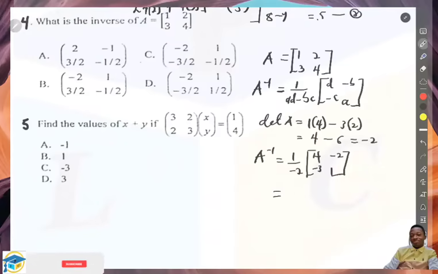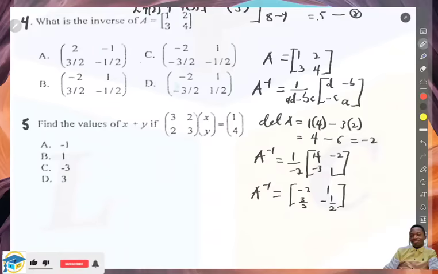So we're going to have negative 1 over 2 multiplying 4. We are going to get negative 2. Negative 1 over 2 multiplying negative 2, we are going to get a positive 1. Negative 1 over 2 multiplying negative 3 is going to fetch us positive 3 over 2. And then lastly, negative 1 over 2 multiplying 1 should fetch us negative 1 over 2. So therefore, the inverse of matrix 1, 2, 3, 4 should be equal to negative 2, 1, 3 over 2, negative 1 over 2.